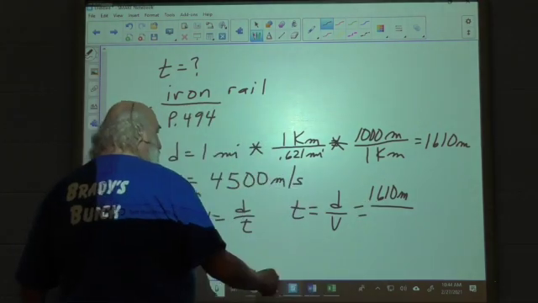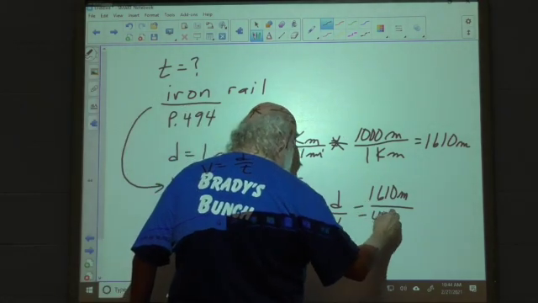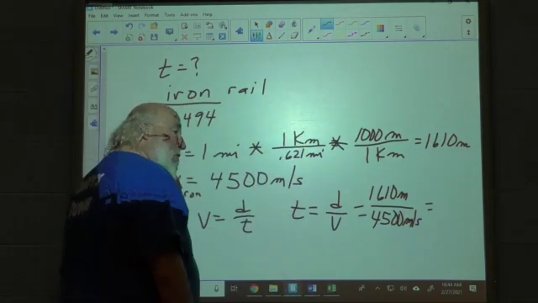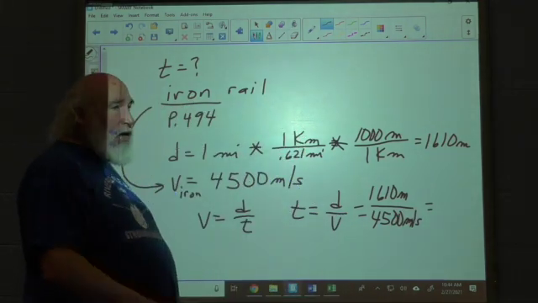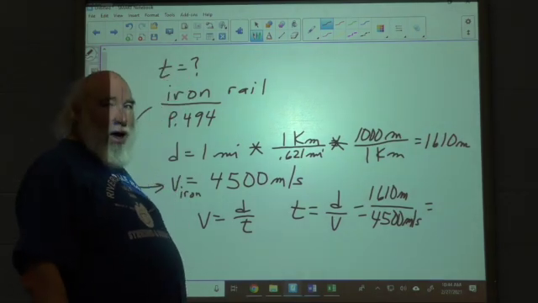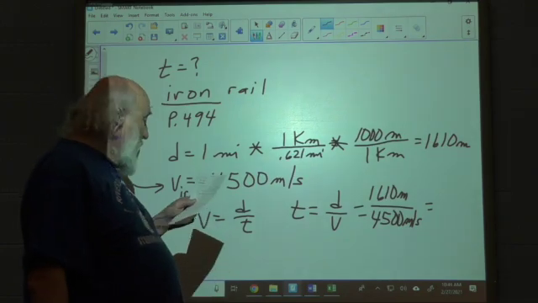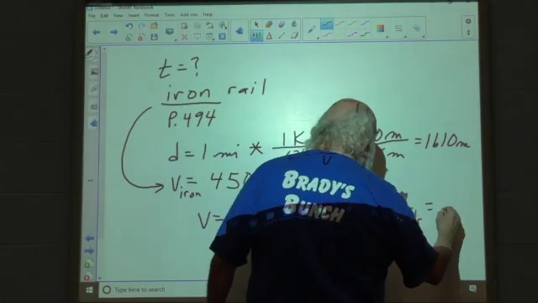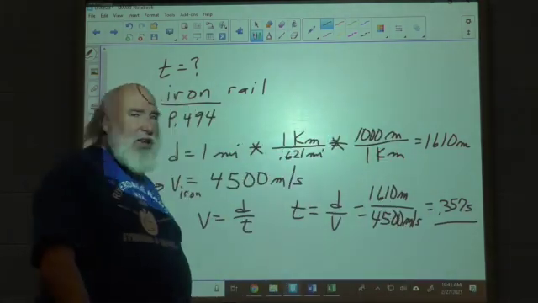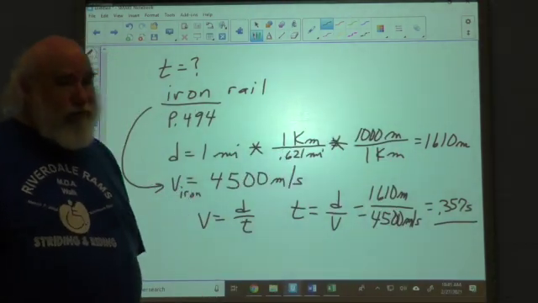Our velocity is at 4,500 meters per second. And so you divide that out, you find out that the time it takes from that hammer hitting the rail to the person hearing the sound after that hammer is struck is only 0.357 seconds. A third of a second. That's amazing.